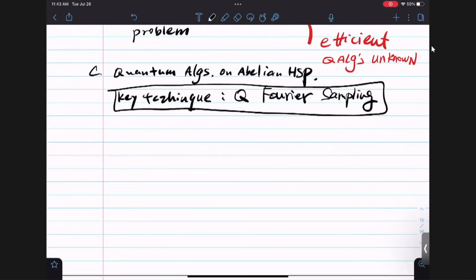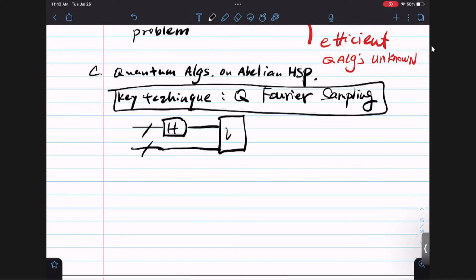Okay, so for a general HSP problem, the same sampling procedure will be useful as well. All right, so I'm going to just draw this algorithm, the quantum circuit: apply Hadamard, and then query your function, and then do something. What should that something be? As you might have guessed, just apply the Fourier transform over the underlying group.